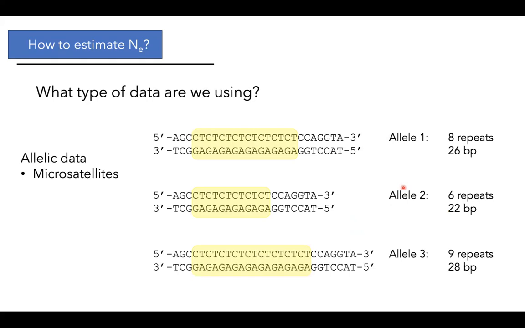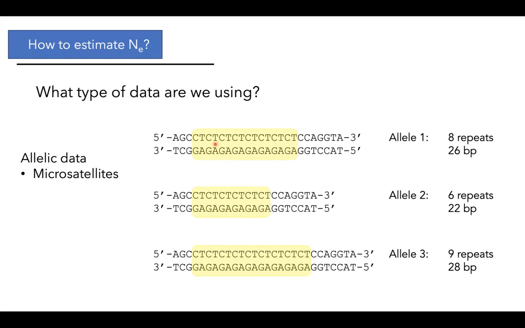Another type of DNA variation that we might be looking at is categorized as allelic data. The most common type of this is microsatellites. With microsatellites, again, we're looking at the DNA sequence. You can see DNA sequences here, G's, A's, T's, and C's. But we're really assessing it in a different way and characterizing it in a different way.